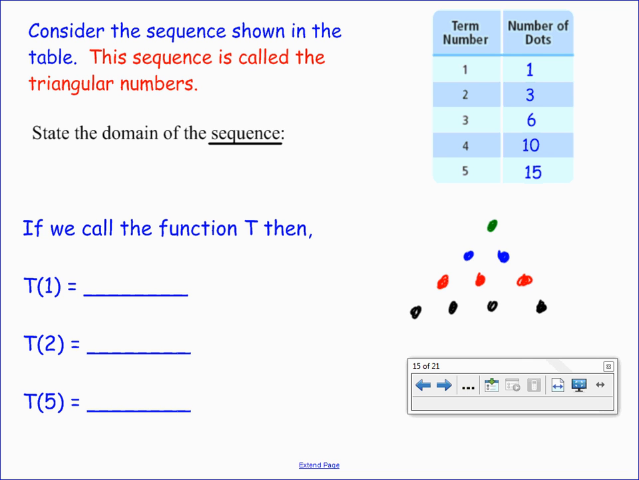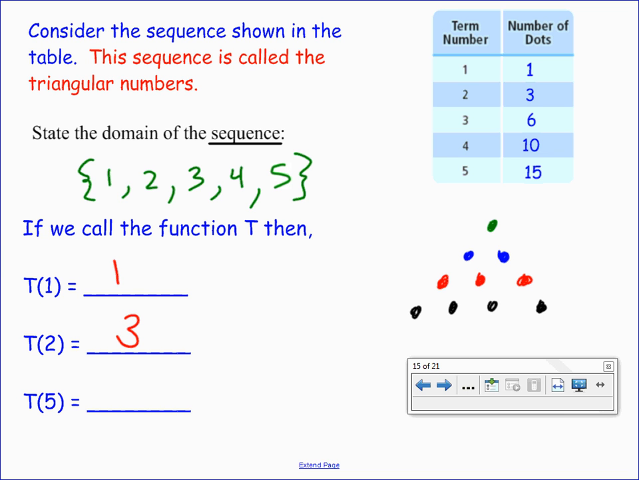The domain of this sequence, because it's a table, is simply a list of inputs, just like we did before. Because it's a table, technically, we would only list those shown: 1, 2, 3, 4, 5. Those are the term numbers. If we thought of this as a function, T of 1 would be the output produced when my input is 1. That is 1. T of 2 is 3.